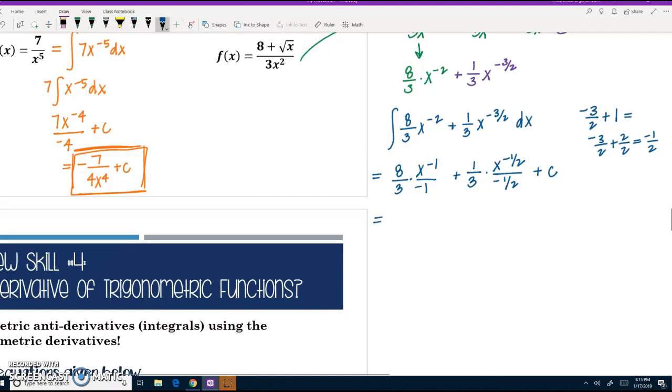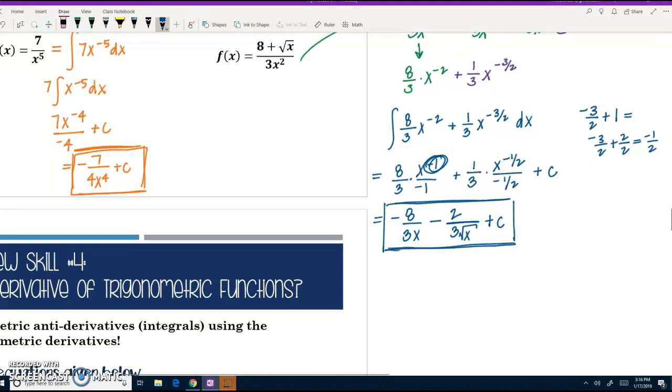So if I fix this term, I'm going to bring that negative out in front and call this negative 8. And I'm going to bring this negative 1 down below. So I'll call it 3x down here. Then this expression here, if I'm dividing by negative 1/2, that's really the same thing as multiplying by negative 2. So this is going to become minus 2 over 3. And then I've got x to the negative 1/2 down below. So I can just call that root x down here. Then I've got the plus c here. And that's my final answer for this operation.